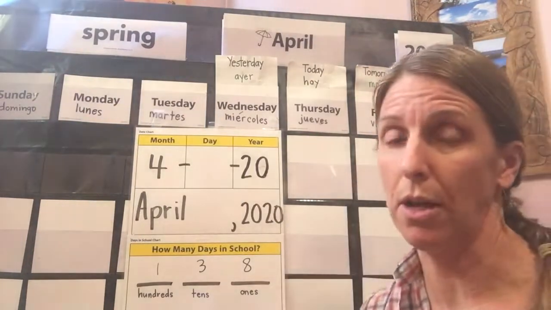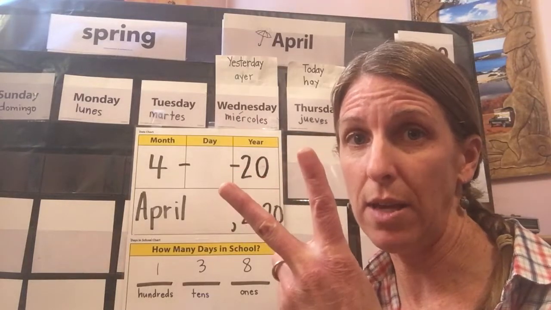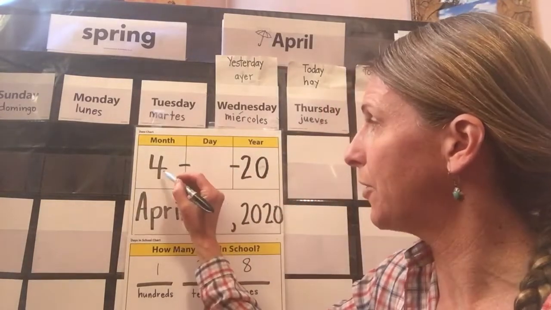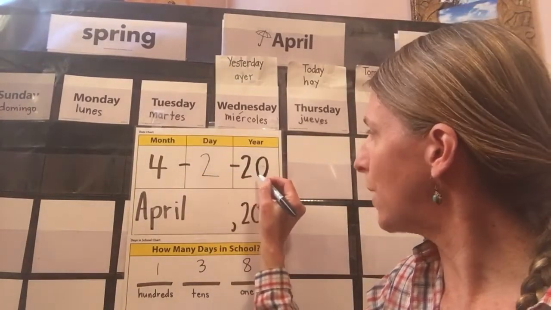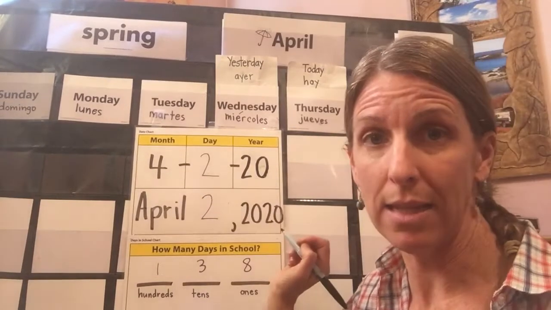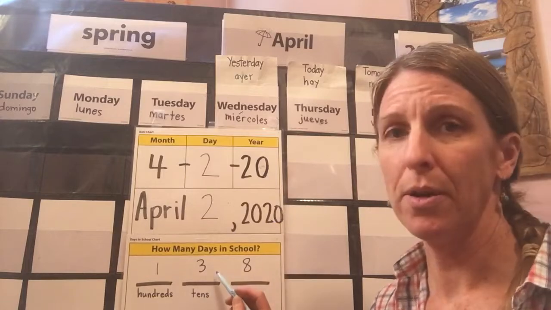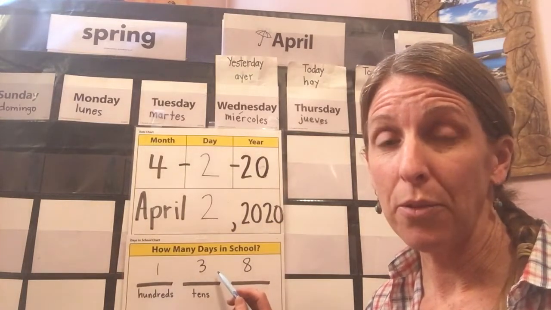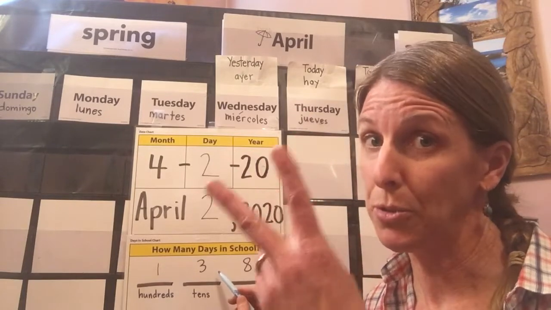It's still 2020. The year has not changed. And we are in the second day of April. So for the date, you'd write 4/2/20 or April 2nd, 2020.